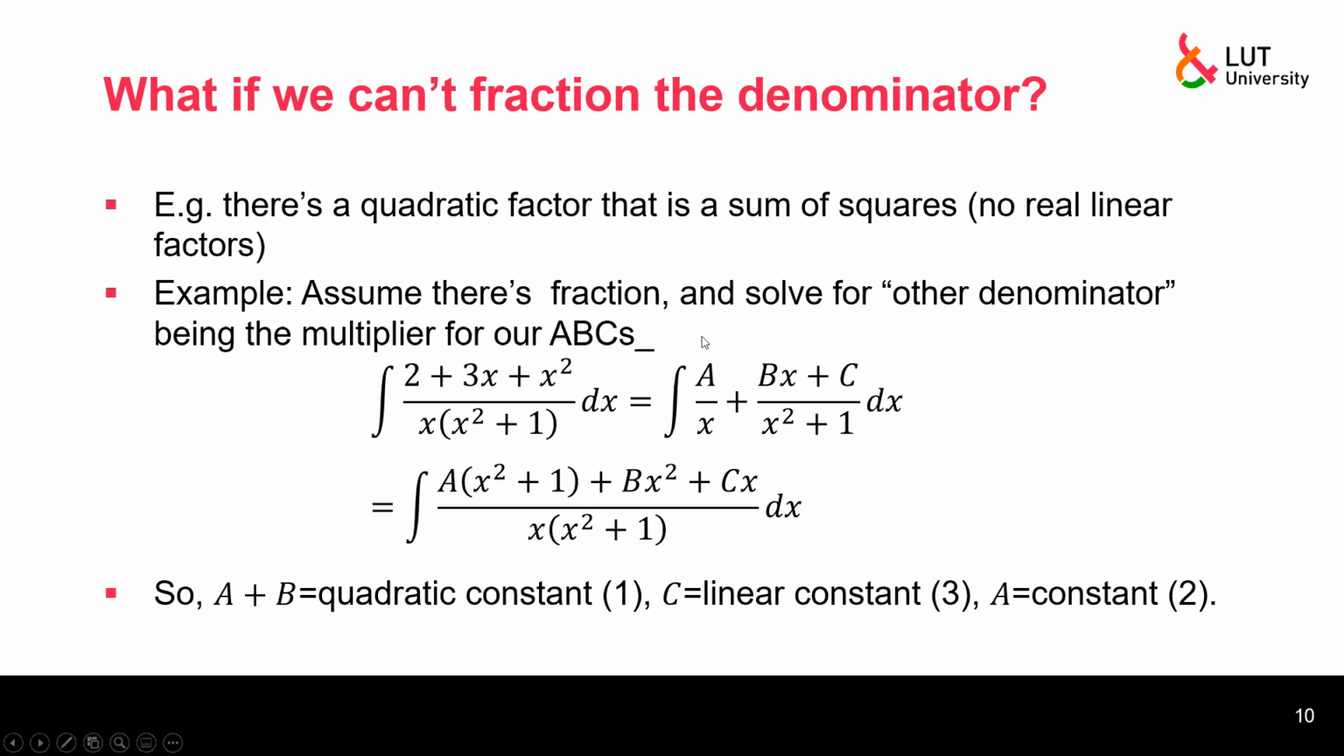And then a, well, because a is the only one here that has just a raw constant, so a times 1 appears here, so a must be equal to 2. Now we know that a is 2. We can solve a plus b being 1. So if a is 2, then b must be minus 1.